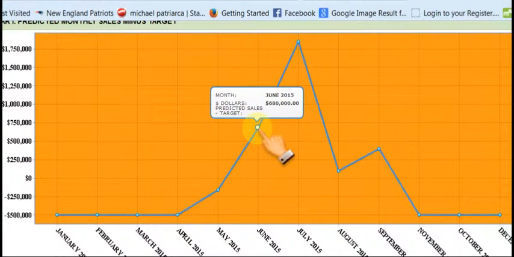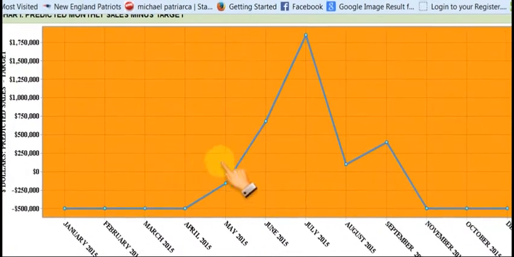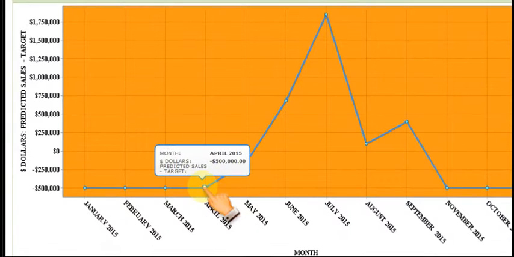As an example, months in which predicted sales exceed the target are positive relative to the zero line, so they're above the line, while months in which predicted sales are less than target are negative.